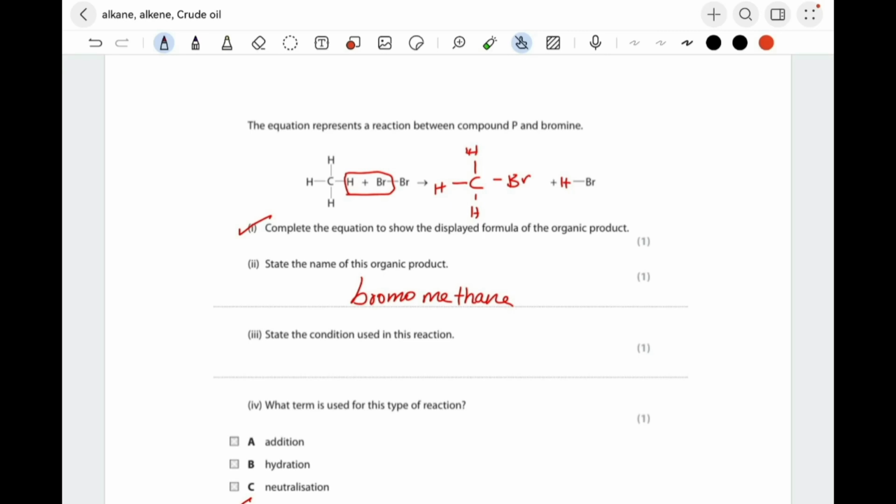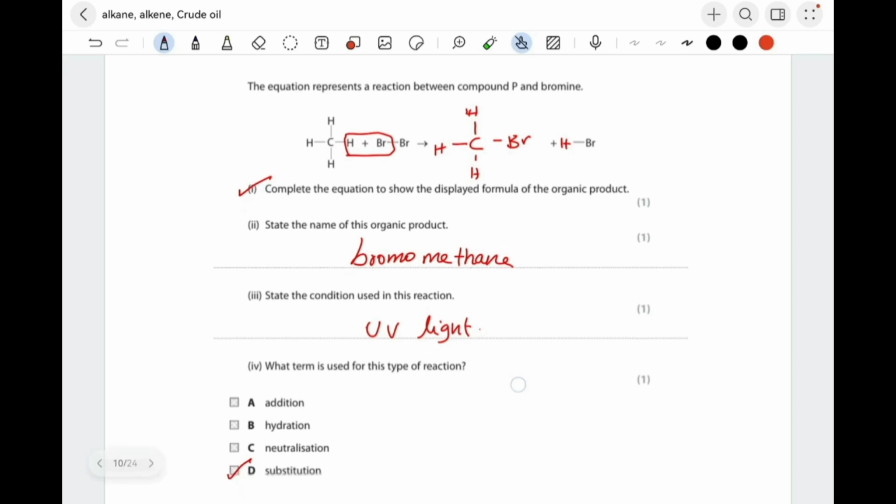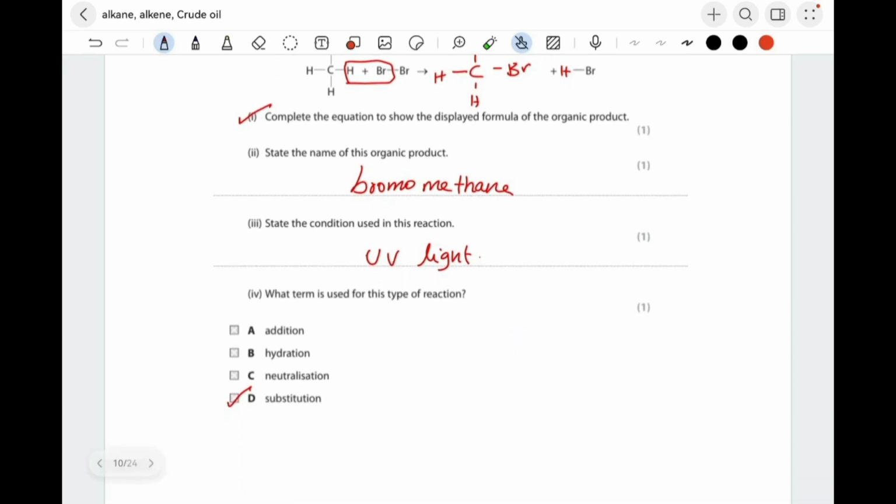State the condition used in this reaction. Guess the answer. UV light. And what is the term used for this reaction? Type of reaction is a substitution reaction.